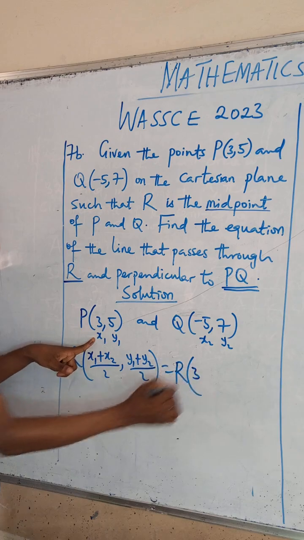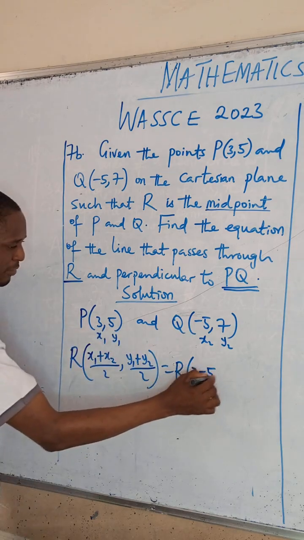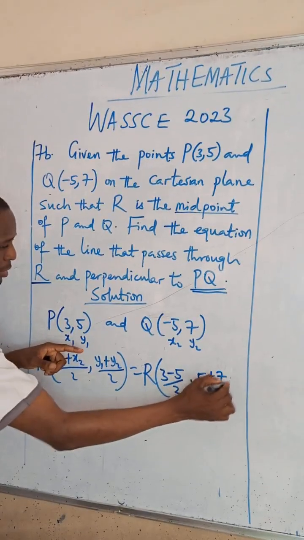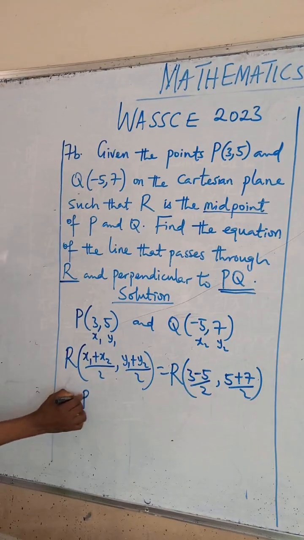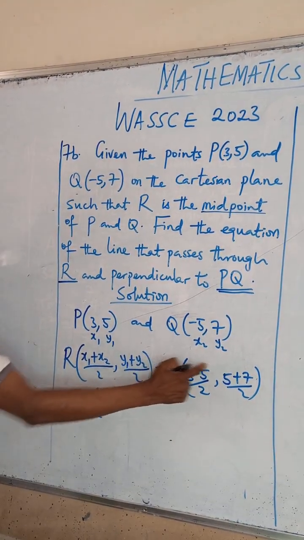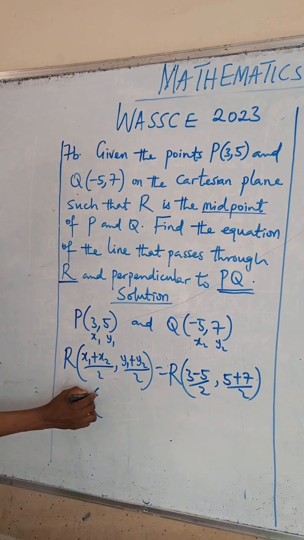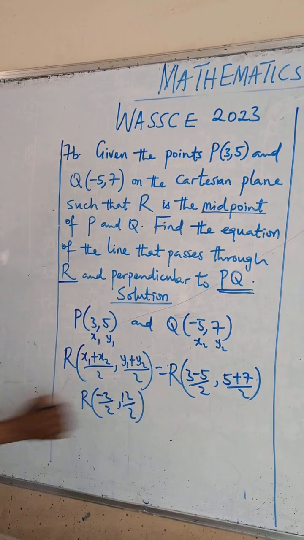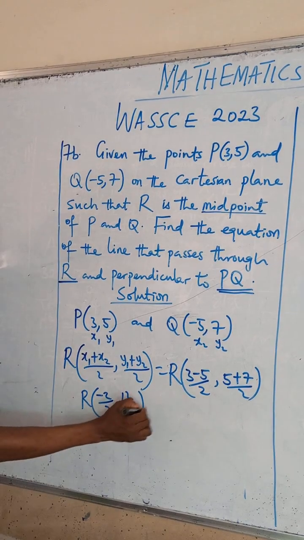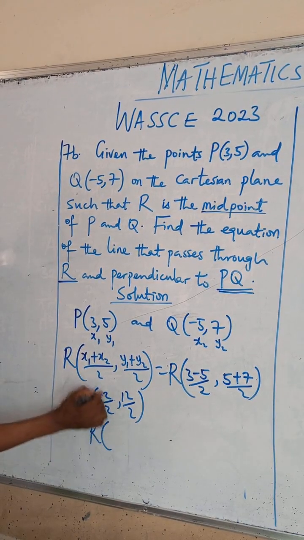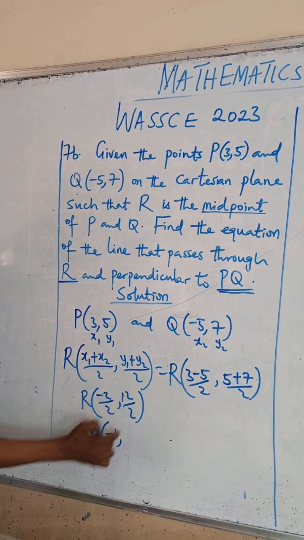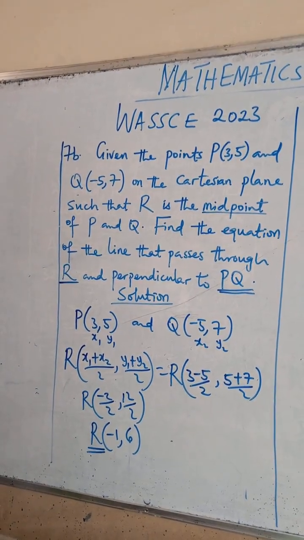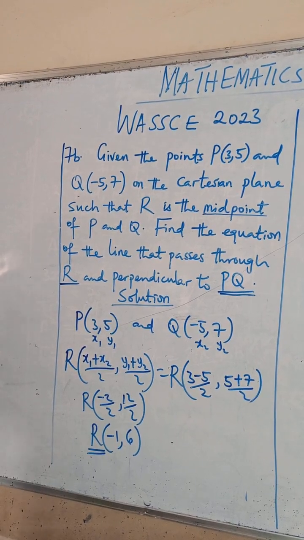So R will then be x1, 3, plus x2, that's minus 5, divided by 2, comma, y1, 5, plus y2, 7, divided by 2. What would this give us? We have R to be 3 minus 5, that's minus 2, divided by 2, comma, 12 divided by 2. That is minus 1, comma, 6. So we have the coordinate of R already, which is (-1, 6).